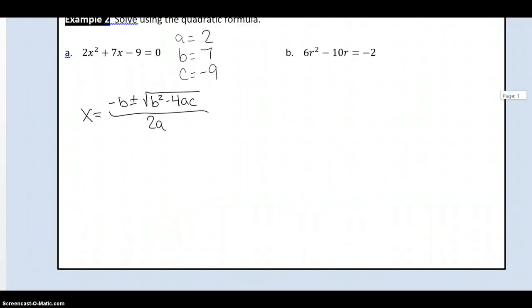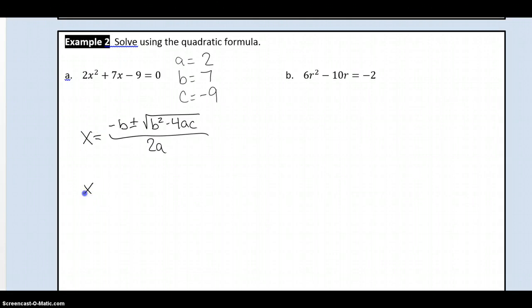So then, fill all those numbers in and work it. So x equals negative b, which is 7. So this is always negative. If b happens to be negative, you would make it positive. Plus or minus the square root of b squared, so that's 7 squared, minus 4 times a, which is 2, times c, which is negative 9, all over 2 times a, which is 2.